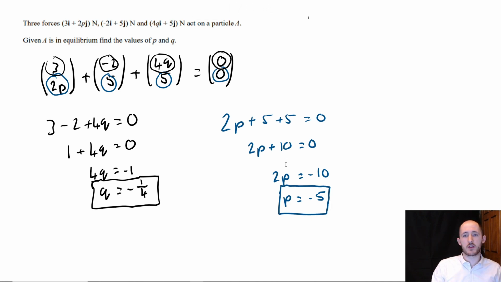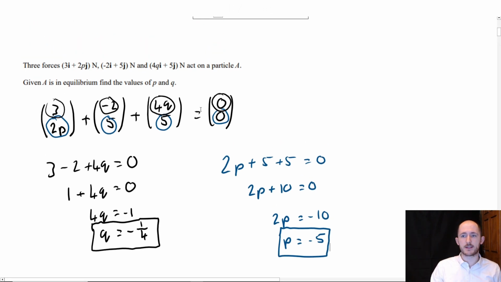So that is probably the most common question that they can ask you. Again, sometimes they'll make it actually equal to some kind of resultant vector. So it maybe could have been like 3 and 4. In which case all you would do is replace the zeros with 3 and 4. But it's the exact same thing. Okay.